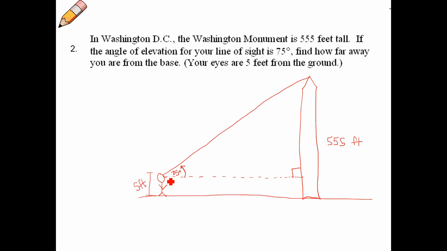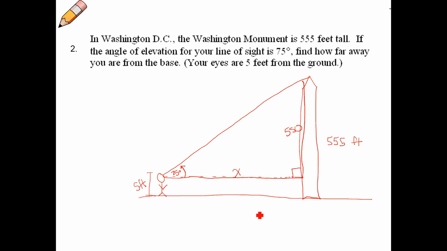Here's my triangle, right? The only problem is the vertical line here in my triangle is not 555 feet anymore. Now it's 550 feet because that extra 5 feet, that information about my eyes being 5 feet from the ground, that's where that came in. Now we need to find out how far we are standing away from the base. So I'm going to put an x right here.